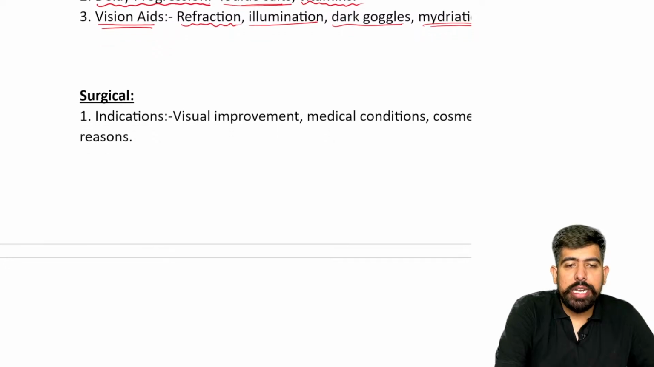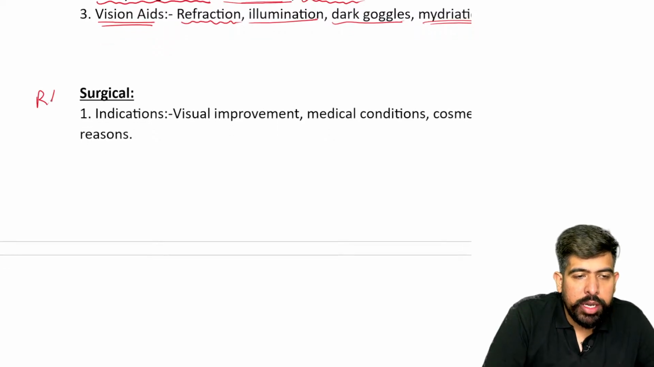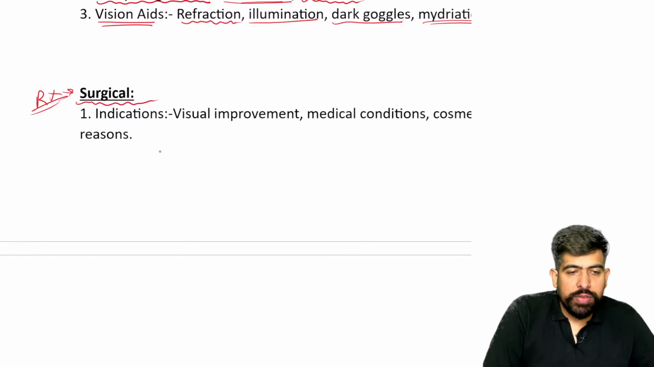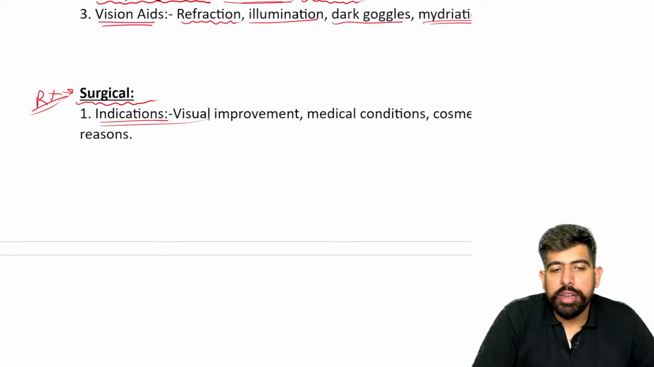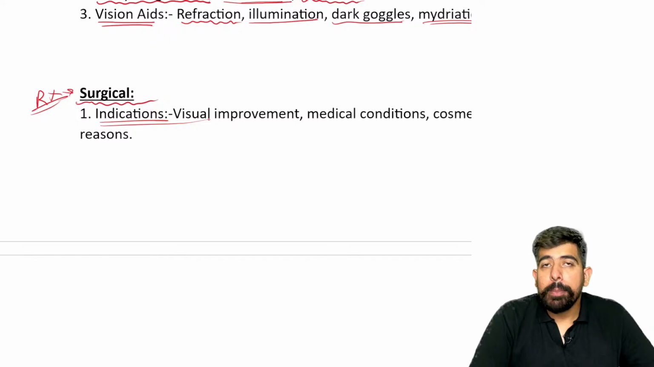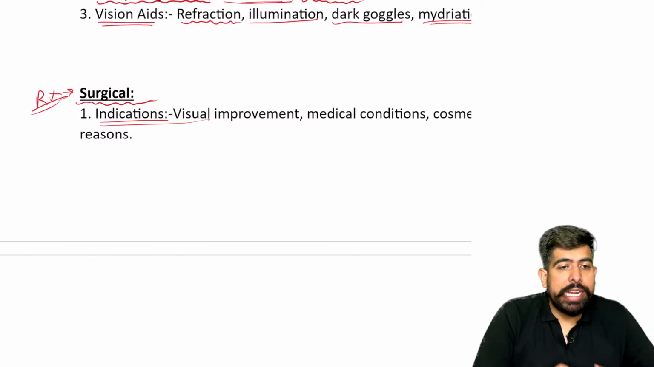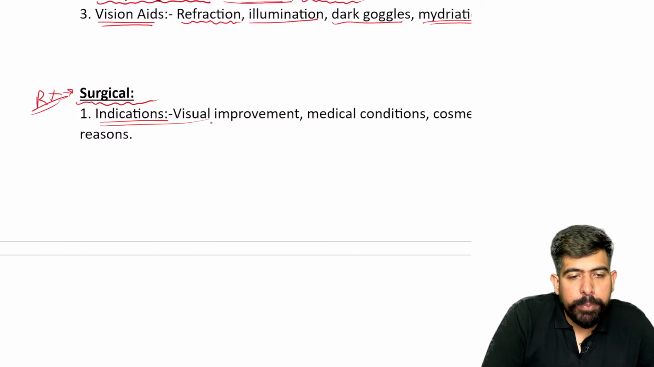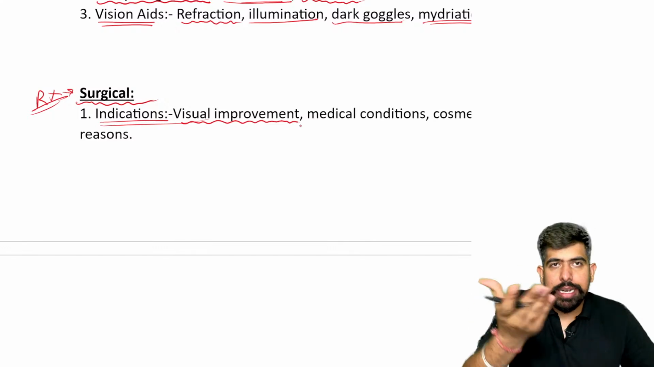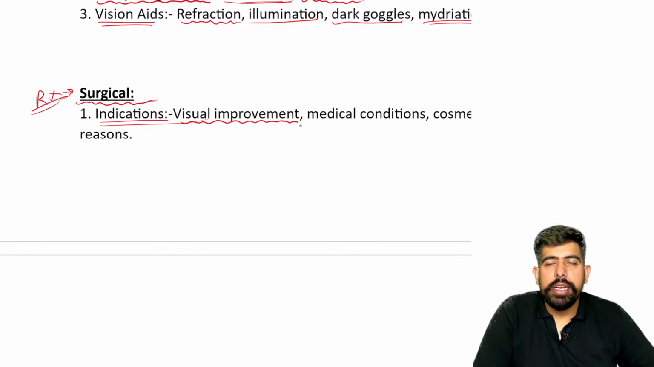But if I'm going to the treatment, please remember, in the treatment we have the surgical treatment. And what is the indication of this surgery? Please remember, it is not that the patient comes to you and we do the surgery at that time only. We have to see the indications. Surely, what are the indications? The patient has visual improvement after the surgery, or there is a retinal detachment in the posterior segment and the cataract is also there.